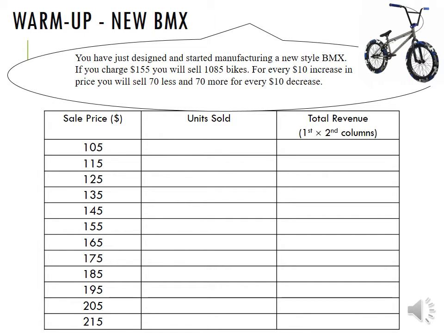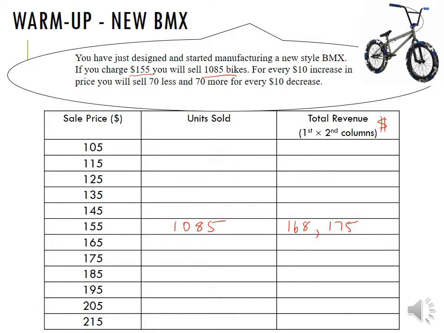So I'm going to start at the 155 because in the question it says, if you charge $155, you will sell 1,085 bikes. So at 155, we know that we're going to sell 1,085 bikes. And if we multiply those two numbers together, we get $168,175. And again, this revenue, we should actually add dollar signs there.